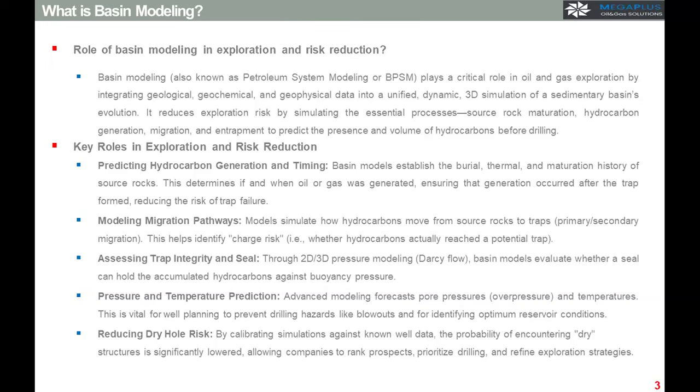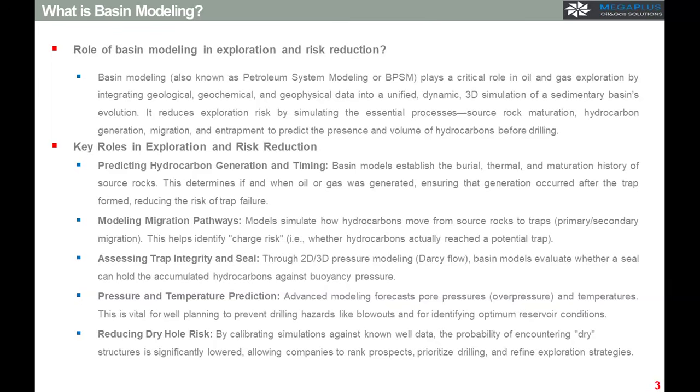Did generation occur after or before the trap? And this is a very, very important note, which we call the critical moment. If the migration occurs before or after your trap, each has a different meaning, and one is critical for your exploration and development of your fields. Could hydrocarbon migrate into the trap or not? This is very important, especially in the exploration phase.